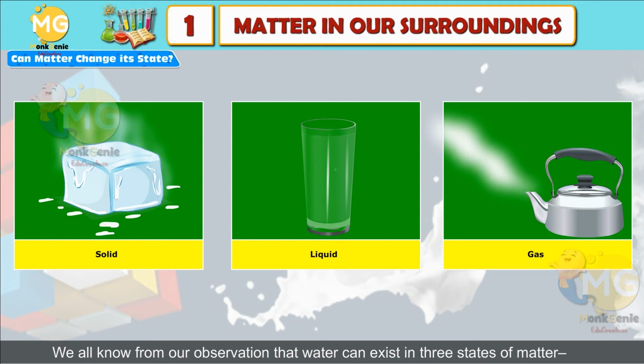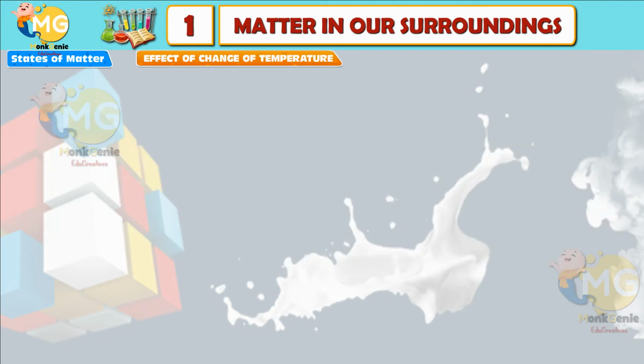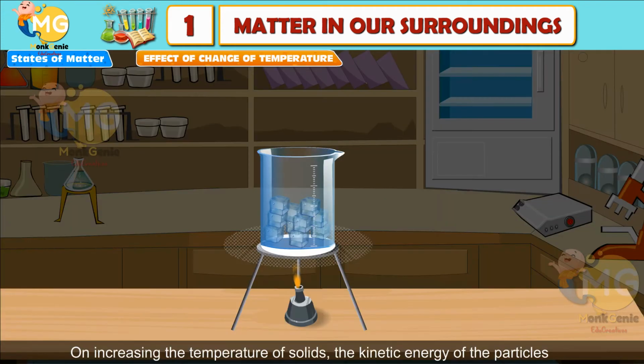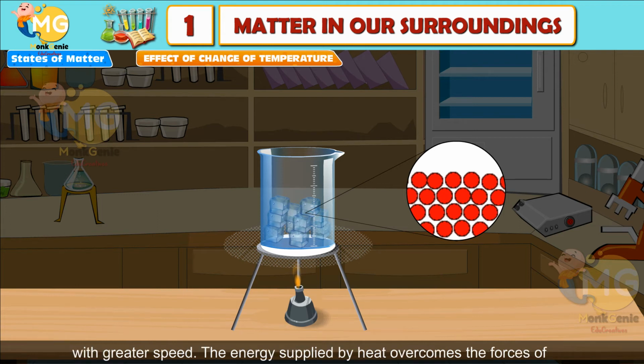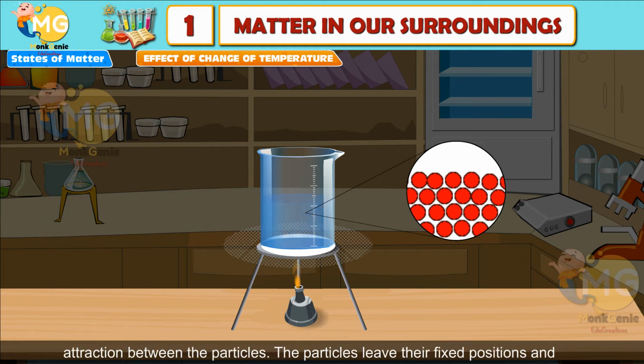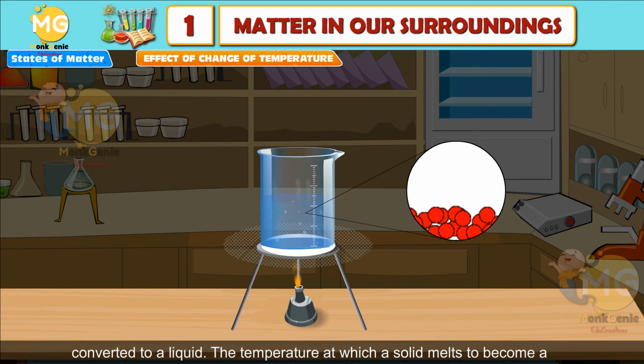We all know from our observation that water can exist in 3 states of matter: solid as ice, liquid as the familiar water, and gas as water vapor. Effect of change of temperature. On increasing the temperature of solids, the kinetic energy of the particles increases. Due to the increase in kinetic energy, the particles start vibrating with greater speed. The energy supplied by heat overcomes the forces of attraction between the particles. The particles leave their fixed positions and start moving more freely. A stage is reached when the solid melts and is converted to a liquid.